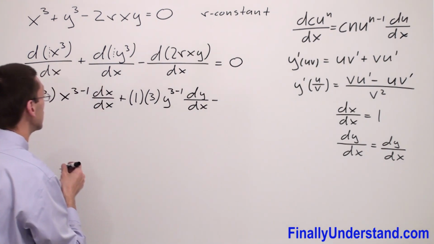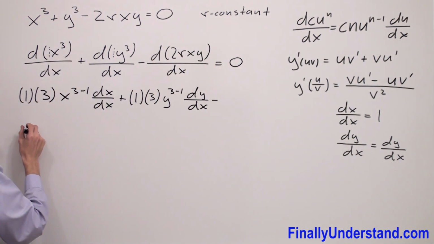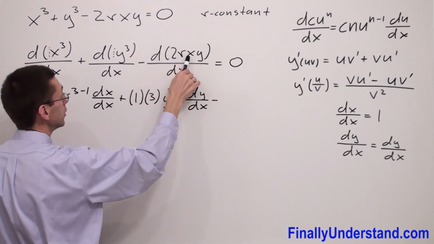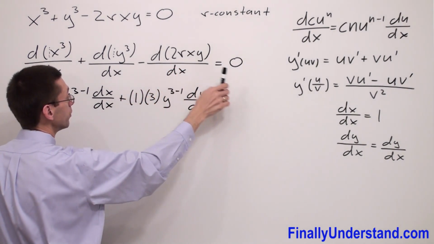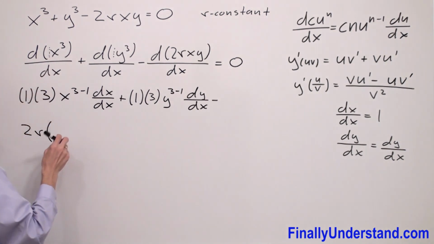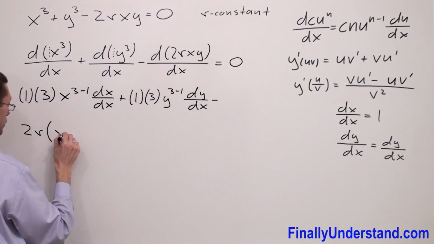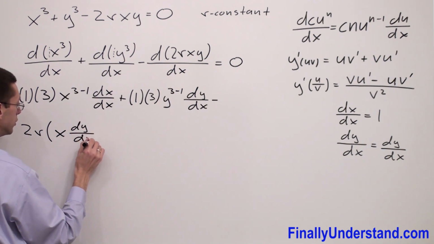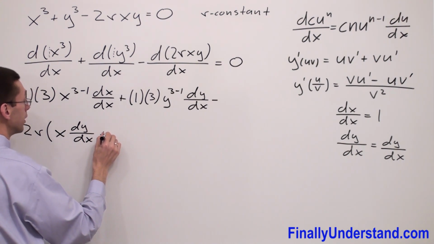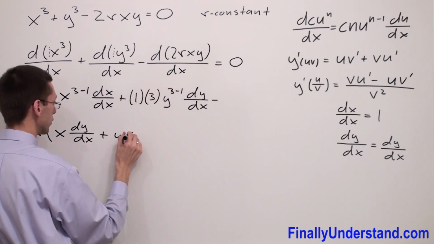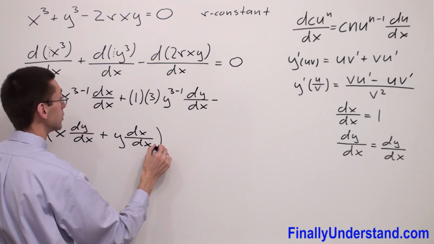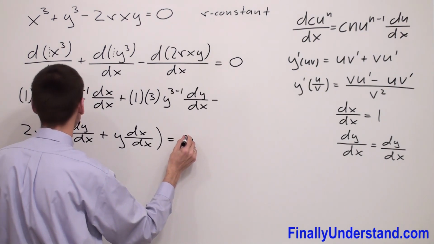2rxy. I'm going to write over here. So this is going to be, constant goes first. So I have 2r, open parenthesis, okay, derivative of the product of two factors: first factor x times the derivative of the second one, so I have dy over dx, plus second factor y times the derivative of the first one, dx over dx, close parenthesis, everything is equal to 0.